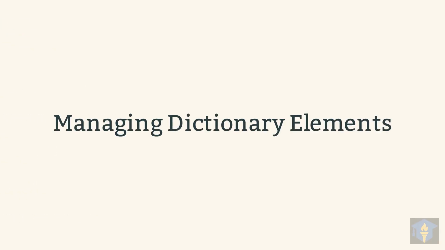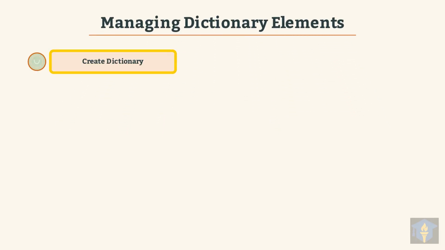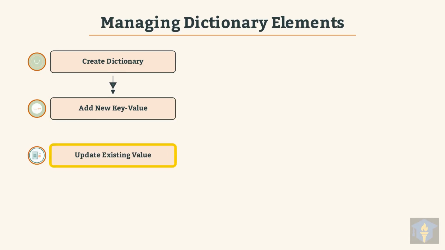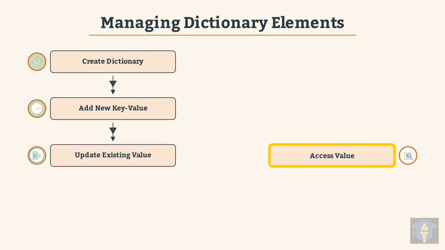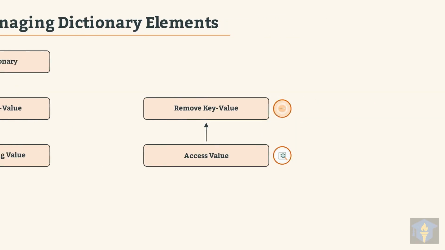Let's delve into how we can effectively manage elements within Python dictionaries. We'll start by understanding how to create a dictionary, initializing it with key-value pairs. Next, we'll learn how to add new key-value pairs to an existing dictionary dynamically. Then, we'll cover how to update the value associated with an existing key. After that, we'll see how to access a specific value using its corresponding key efficiently. Finally, we'll explore methods to remove a key-value pair when it's no longer needed.